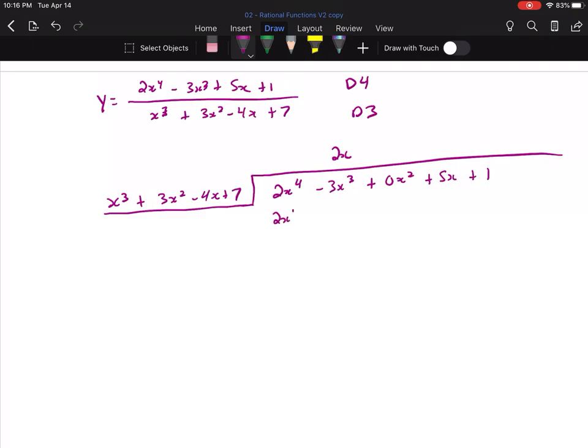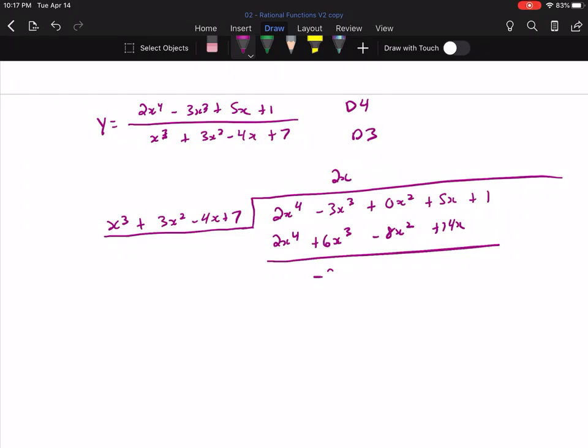I need a 2x in there. So that's 2x to the power 4 plus 6x cubed minus 8x squared plus 14x. Just make sure I did all those right. 2x to the 4, 6x cubed, minus 8x squared, plus 14x. Yes. Subtract them all and I get negative 9x cubed plus 8x squared minus 9x plus 1. I brought down that plus 1. Just make sure I did that subtraction right. Negative 9, positive 8, 5 minus 14 is negative 9, yes.